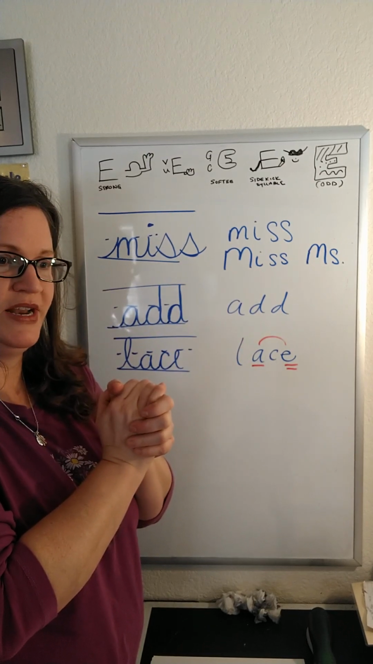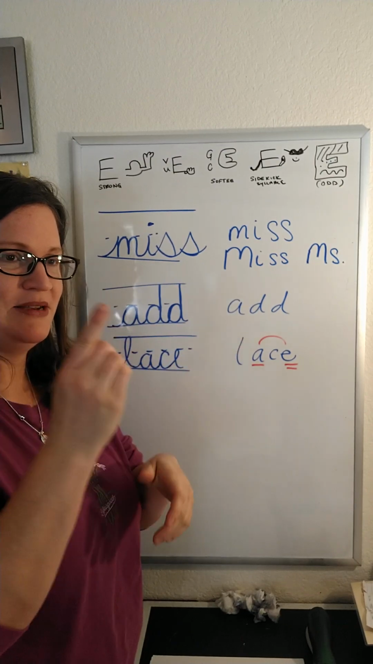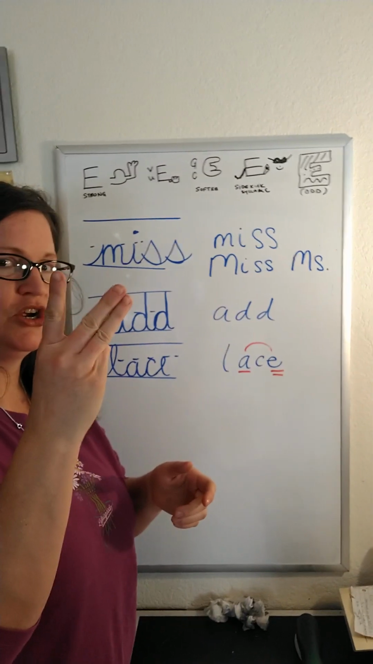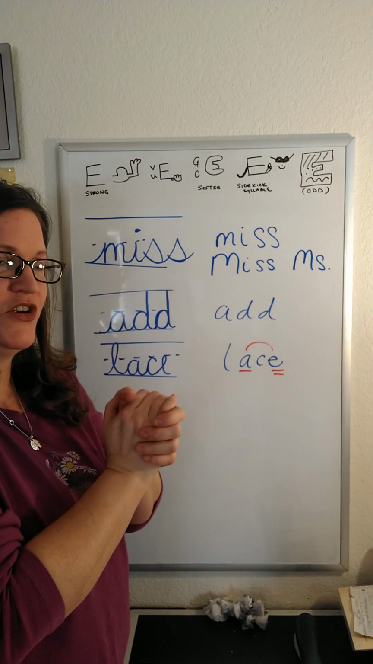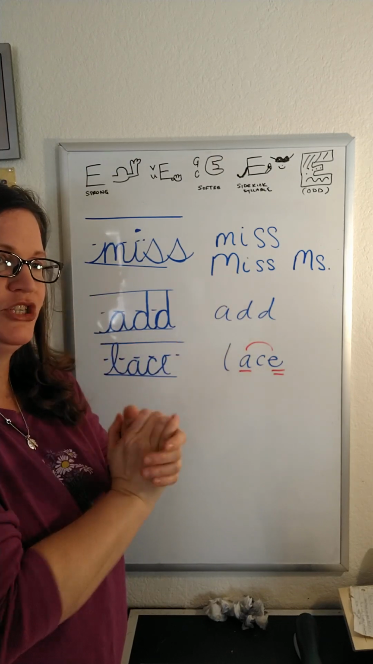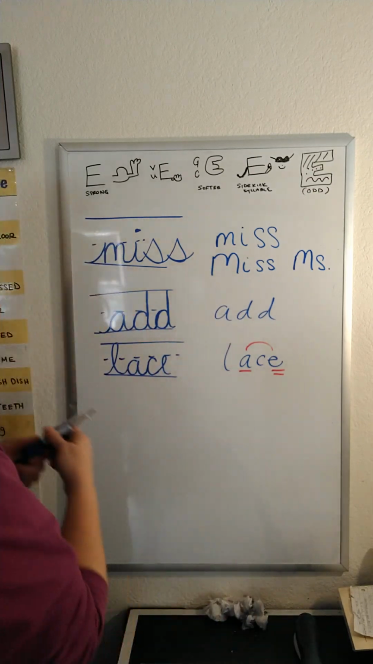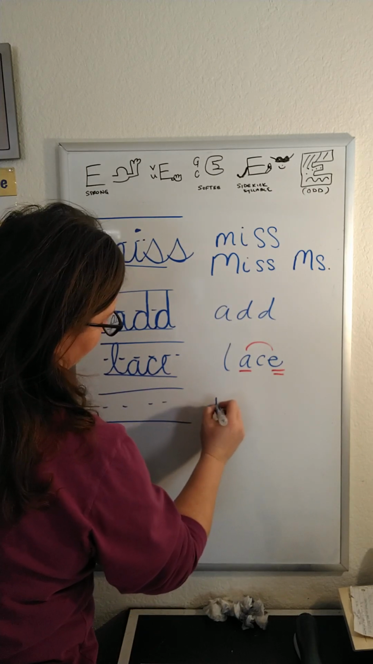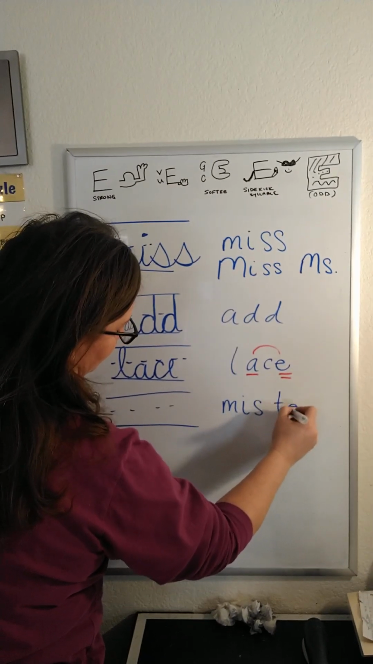Mr. Ready? Mr. First syllable, miss, is. Second syllable, ter. Okay, do it with me. Mr. First syllable, miss, is. Second syllable, ter. Okay, so say it as you write it.